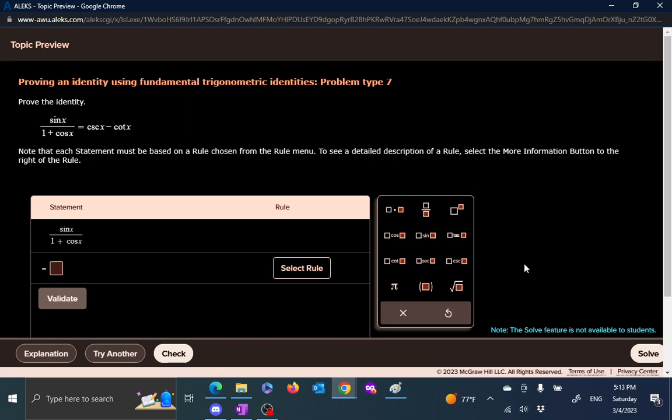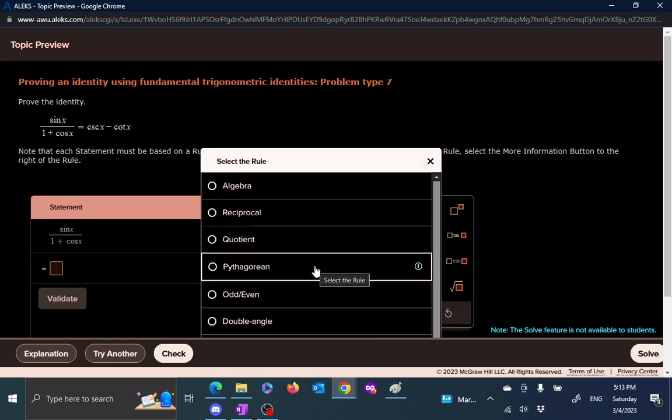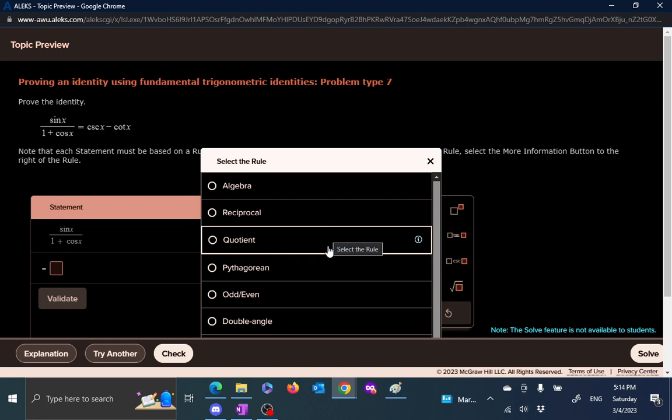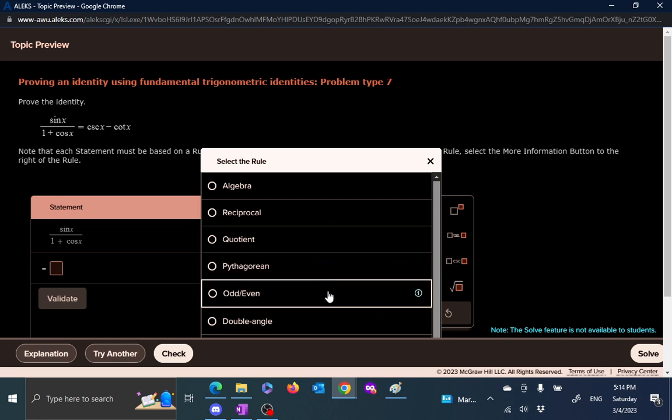Today's topic is proving an identity using fundamental trig identities, problem type 7. This is supposed to be the hardest of these, and hopefully by now you have learned the set of actions we go through to prove an identity. We want to go from one side to the other side by applying a series of actions using those rules. Here I have a set of rules: algebra, reciprocal, quotient, Pythagorean, odd, even, and then there are some others that are coming down shortly.